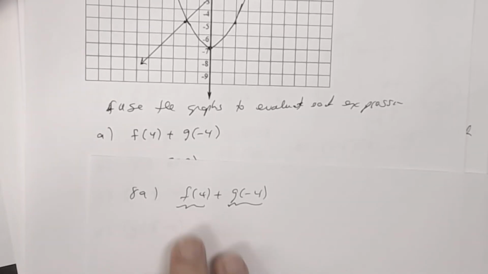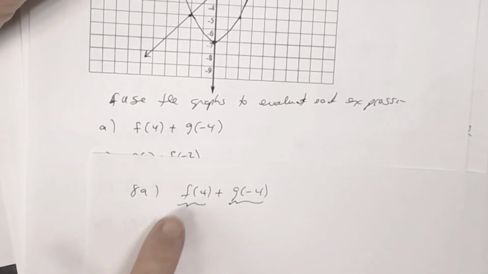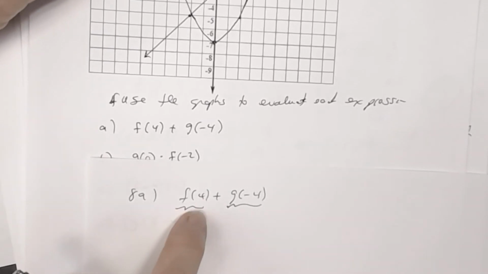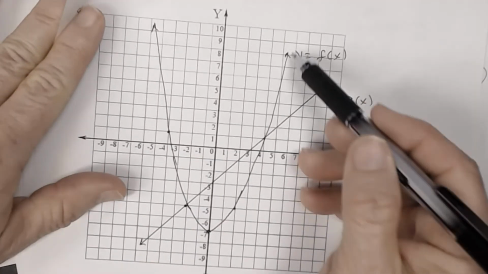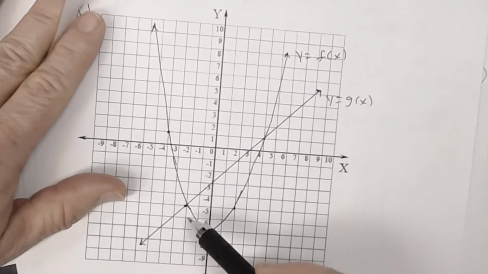So the first one says f of 4. So what does that mean? Where do I go? Well, I go to my function f, and I got to find out what's that y value when x is 4. All right, so here is your function f. So your function f is this quadratic function. G of x is this linear function.